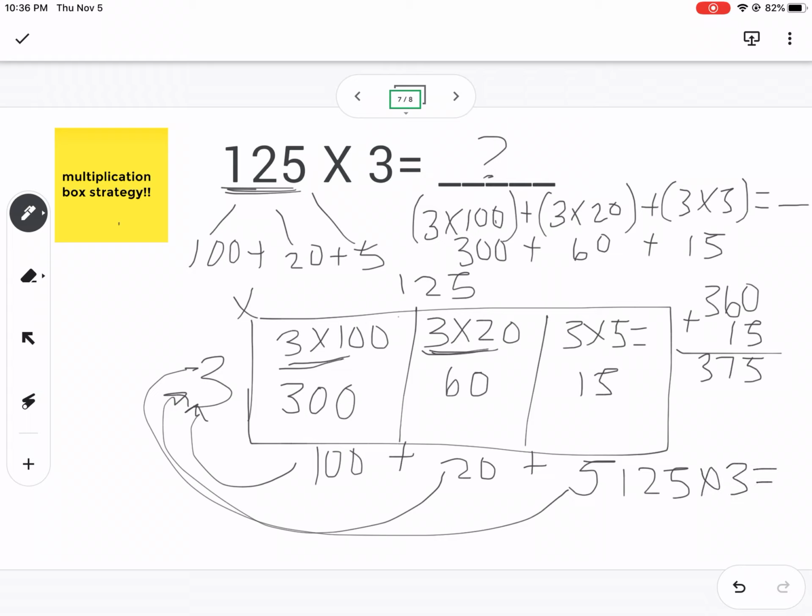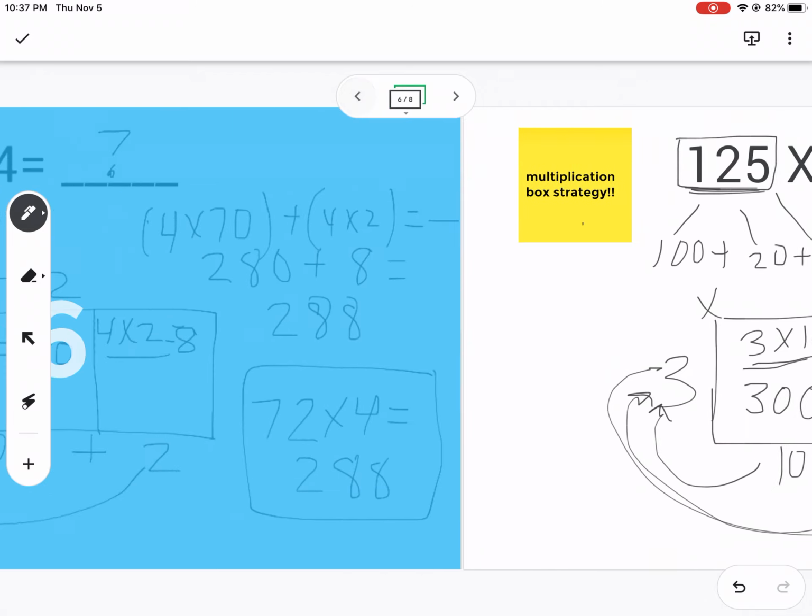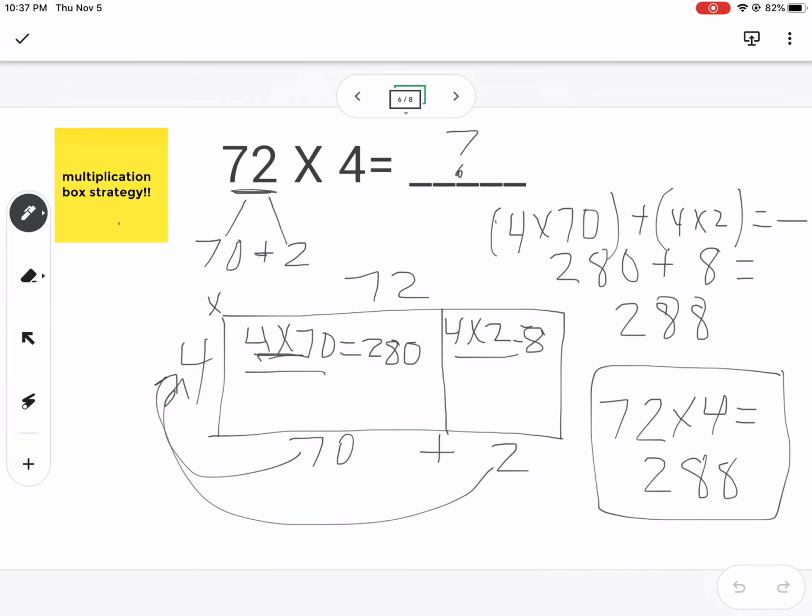So my answer to 125 times 3 is 375. So this is for if you're ready to take on a challenge of having a 3-digit number times a 1-digit number. If you notice, we used the same strategy. We used a box and we just broke up our numbers into 3 parts instead of over here we broke it up only into 2 parts.